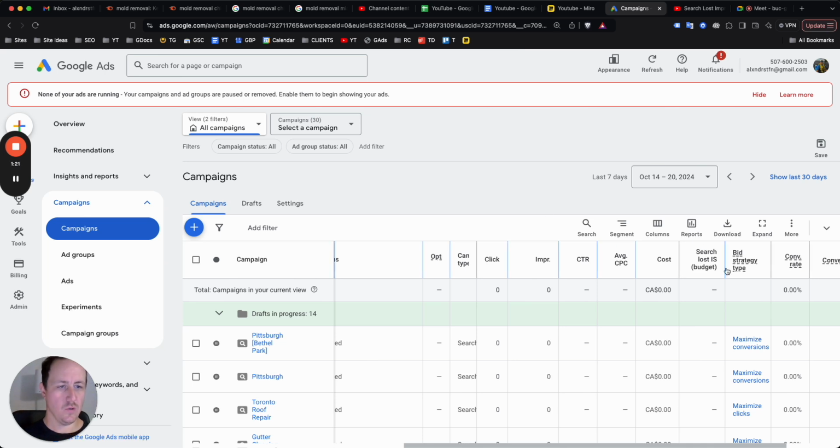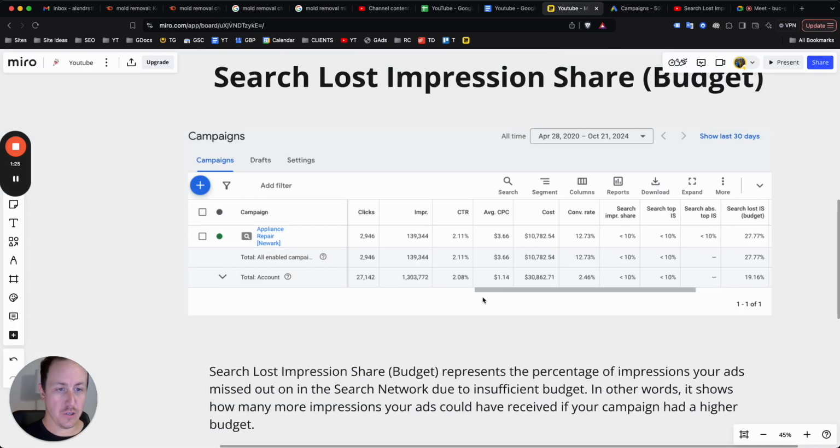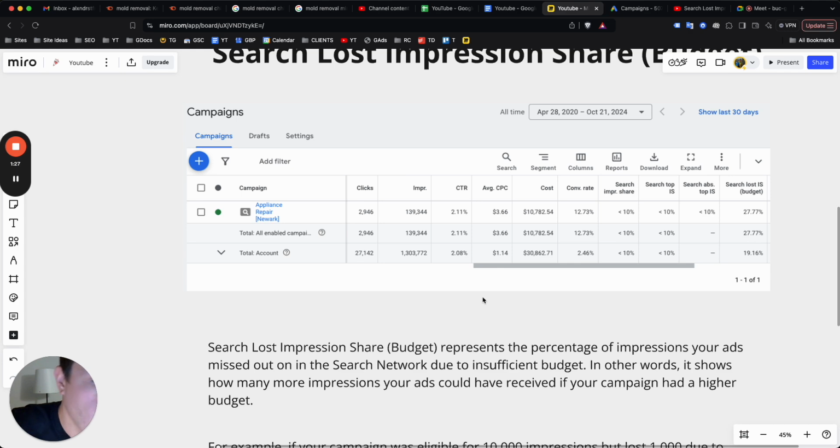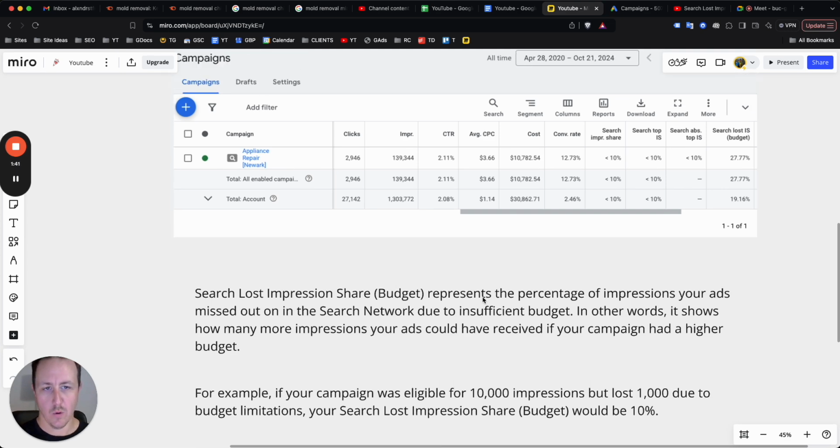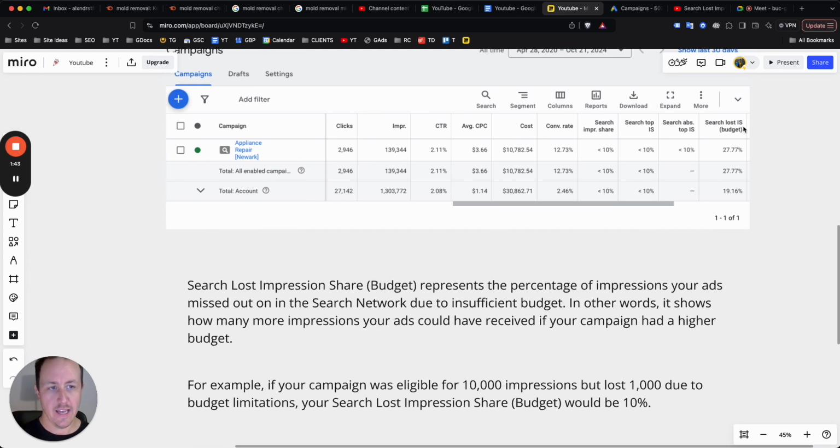So what is it? Google will tell you right here. Basically, it's how often your ads didn't show in the results because of your budget. So basically, if you had a higher budget, if you were willing to pay more per click, you would have shown this percentage of times more than you currently did, because of the budget that you do have, right? So basically, it's quite high if the percentage is too high, right? So we can see here it's 27.7%. That means for almost 30% of the searches, which is actually way too high, there wasn't enough budget.